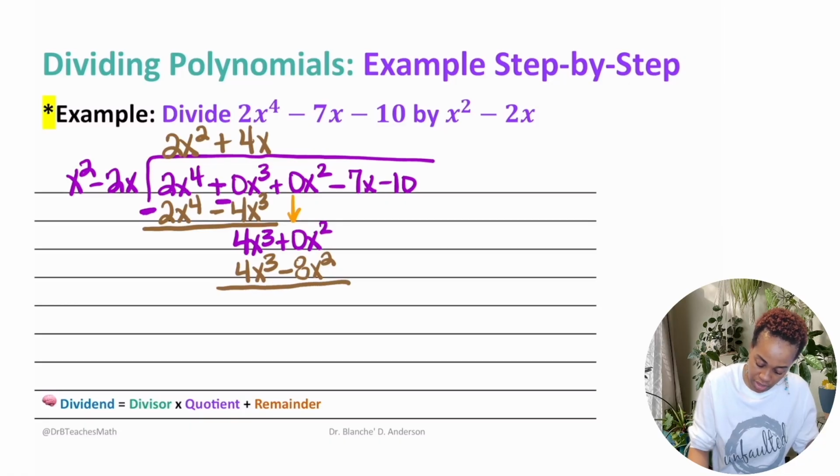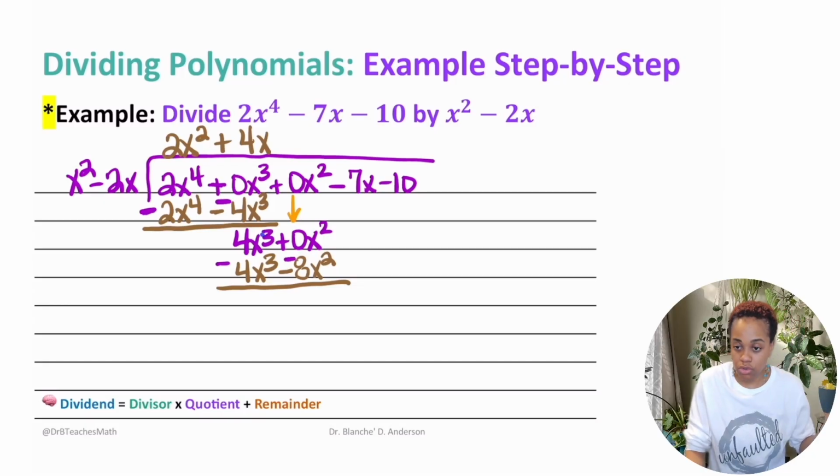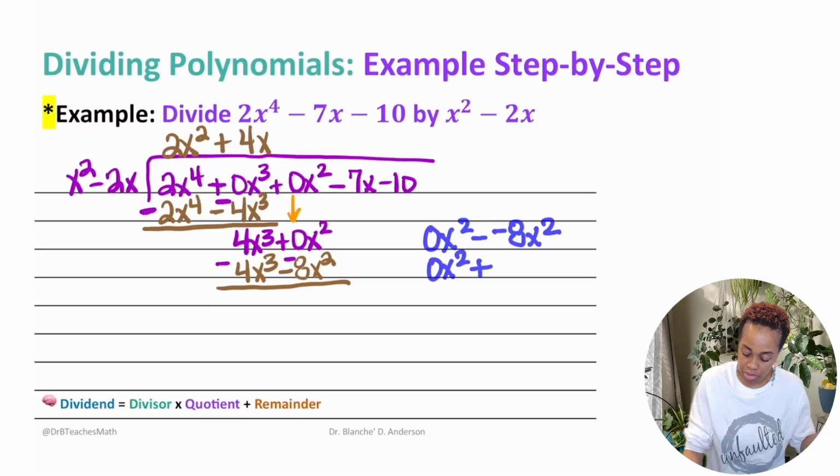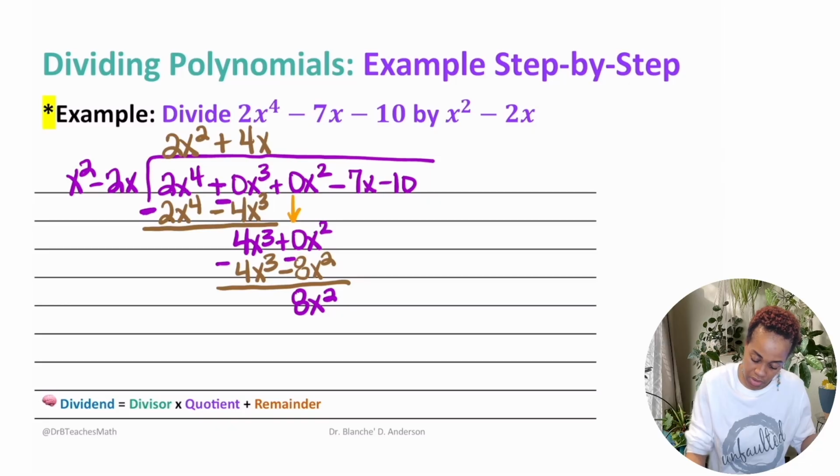Everybody gets subtracted. And then we have 4x cubed minus 4x cubed. And then we have 0x squared. So we have 0x squared minus a negative 8x squared. So that's going to be 0x squared plus 8x squared, which is just going to be 8x squared. Okay. So we have 8x squared. Bring down our minus 7.